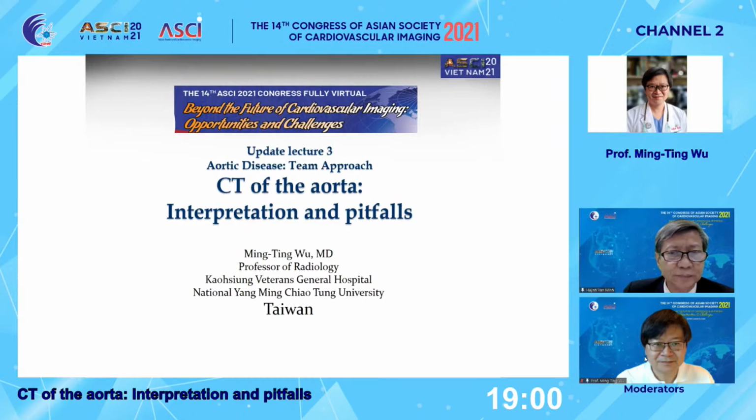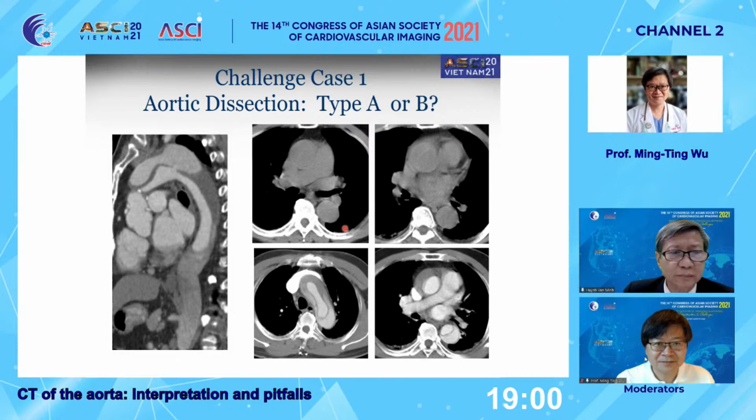Interpretation and the pitfall. Let's start from challenge case 1. This is non-contrast CT and post-contrast CT. We can find there is true lumen and the false lumen. Lower enhancement of the ascending aorta is noted. The sagittal reconstruction showed there is a defect over here, and the false lumen involved the ascending and the descending. So, is this a type A or type B dissection?